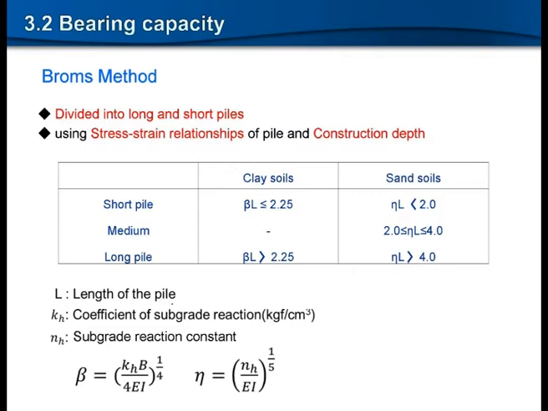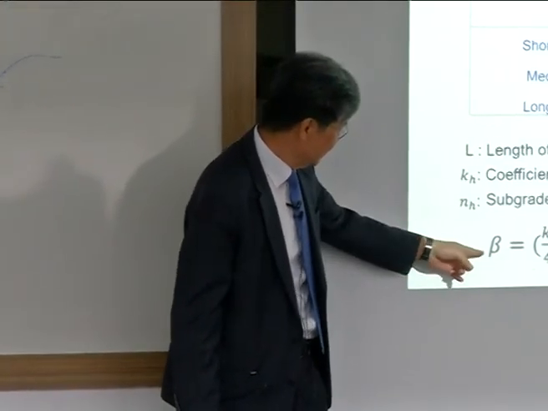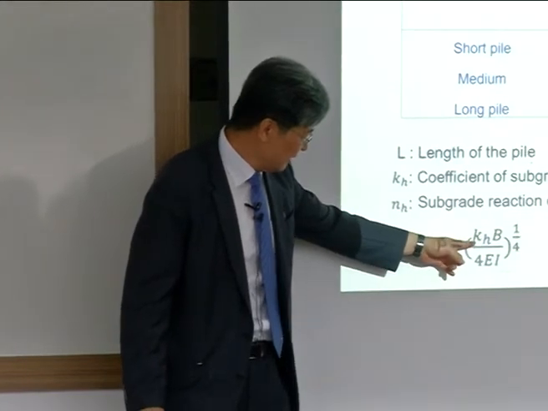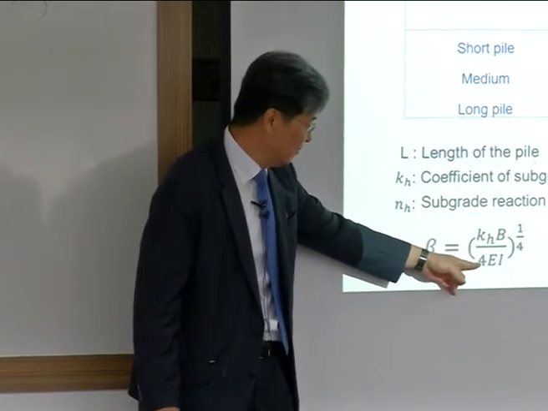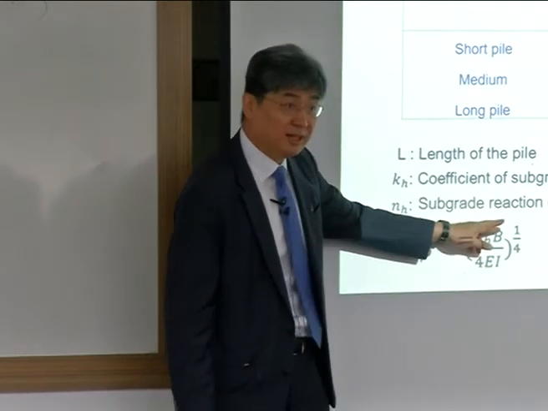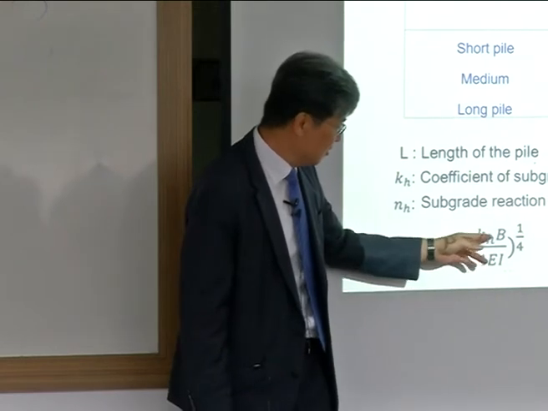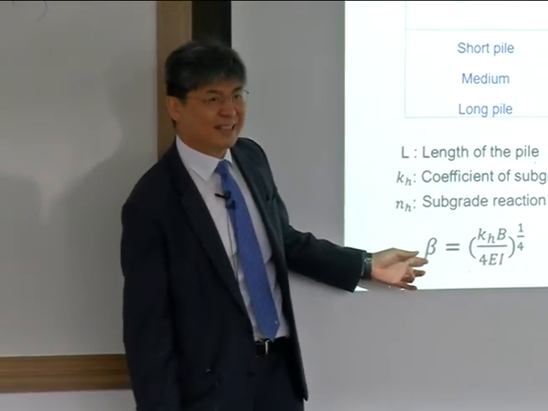Beta multiplied by the embedding depth less than 2.25 divides piles into long and short by these factors. What is beta? Beta is the characteristic length. Here, the subgrade reaction modulus multiplied by B, the pile diameter, divided by 4 times the flexural rigidity. This is the soil and this is the pile, and the ratio between soil and pile is one over four. How did we get this? It is the characteristic length, beta.